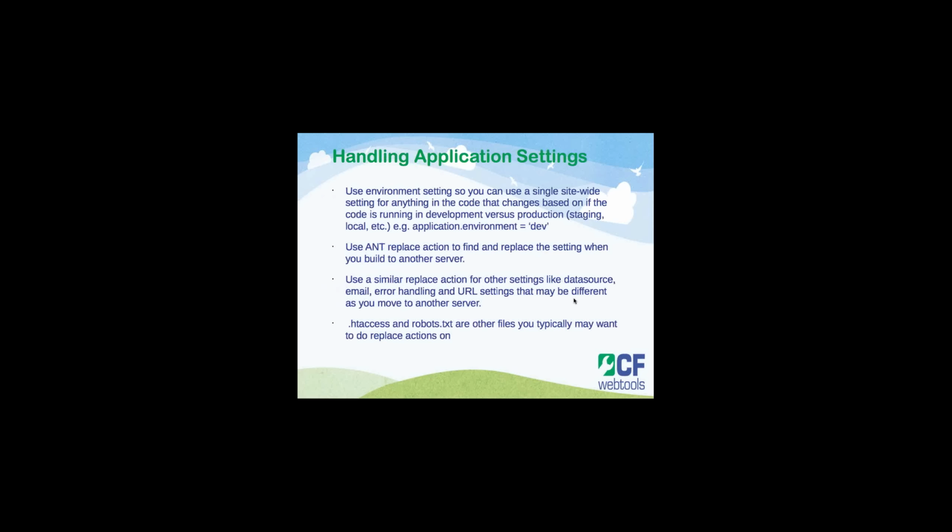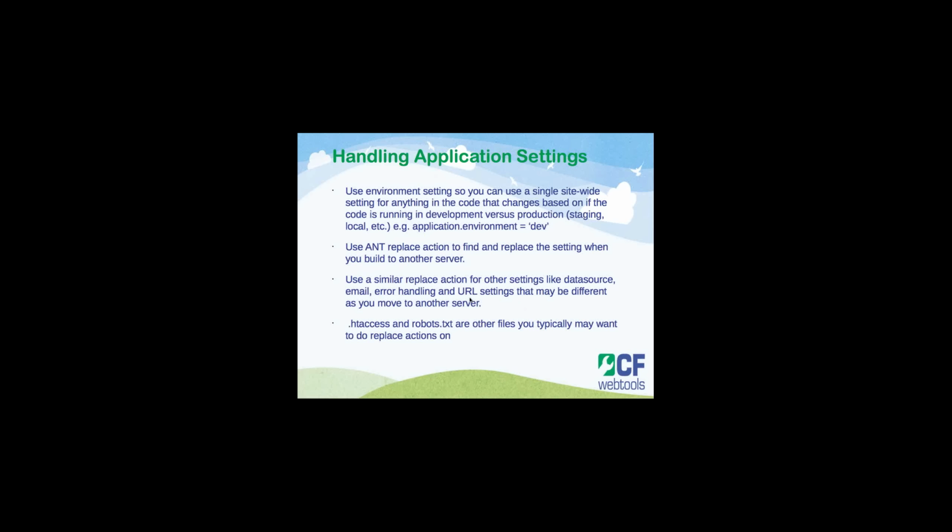Okay, so first of all, let's talk about handling our application settings. What we do in our projects is our application.cfc is going to have an application.environment setting. So when I check the code into SVN, it's always going to have application.environment equals local, which is for local testing and development. And then when I run a development build, it's going to replace that variable with dev. When it runs a staging build, it's going to replace that variable with staging. And then on production, it'll replace it with prod or production or whatever you want to use. So that's the first thing that I need my Ant to do. So we're going to use an Ant replace action to find and replace that setting whenever we do these builds to each of these servers.